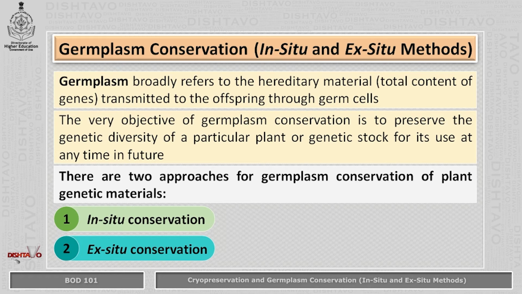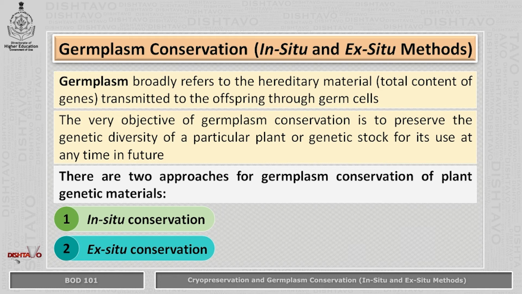Germplasm conservation. Germplasm broadly refers to the hereditary material transmitted to the offspring through germ cells. The very objective of germplasm conservation is to preserve the genetic diversity of a particular plant or genetic stock for its use at any time in future. It is important to conserve the endangered plants, or else some of the valuable genetic traits present in the primitive plants may be lost. Germplasm provides the raw material for the breeder to develop various crops. Thus, conservation of germplasm assumes significance in all breeding programs.